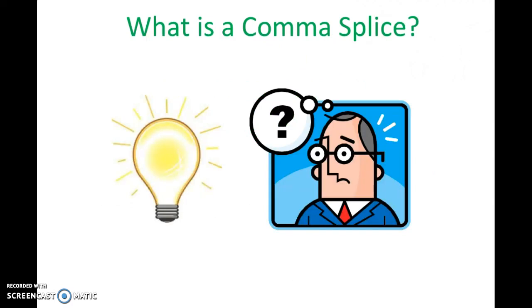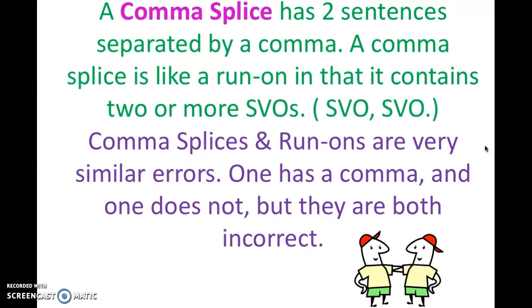So the next question, what is a comma splice? Have you heard of it? A comma splice has two sentences, but those sentences are separated by a comma. A comma splice is like a run-on in that it contains two or more SVOs. It has an SVO, then a comma, then an SVO, a subject-verb-object. So it's two sentences separated by a comma. Comma splices and run-ons are very similar errors. One has a comma and one does not, but they're both incorrect.